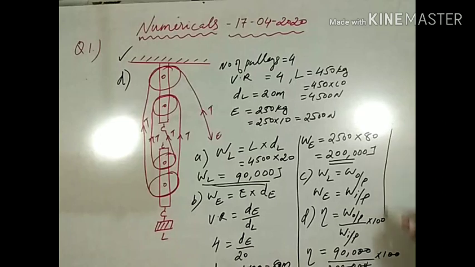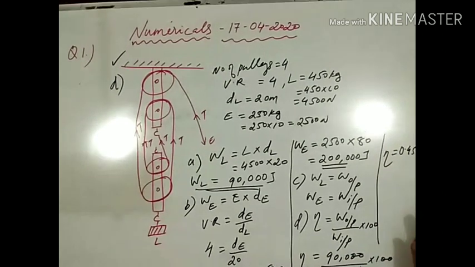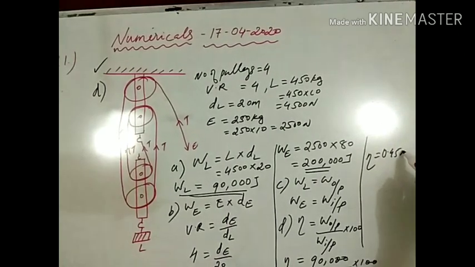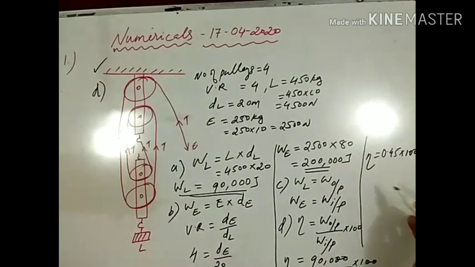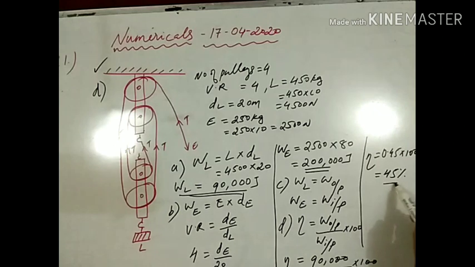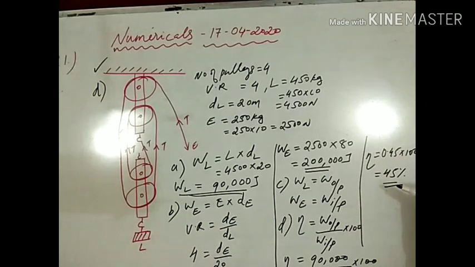Efficiency is equal to 0.45 into 100, that is equal to 45%. All right. So, we have calculated the efficiency of the pulley system as 45%. I hope it is clear to you.